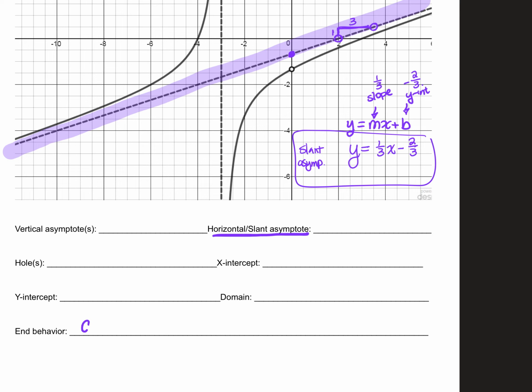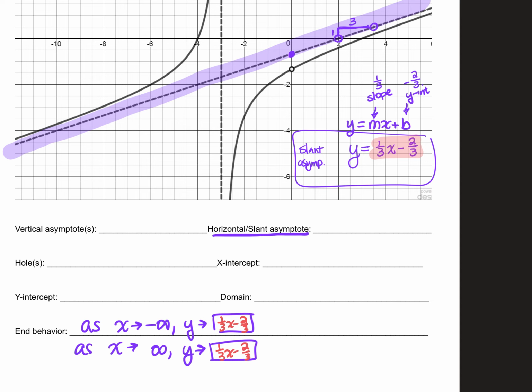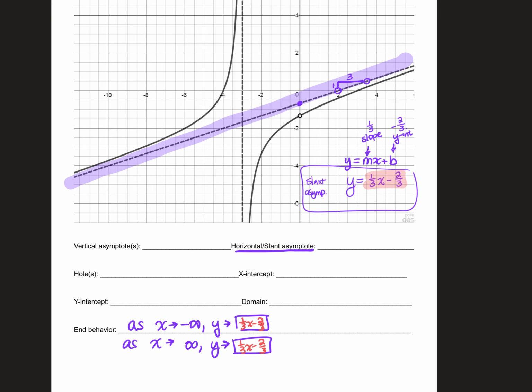So to write your end behavior, just like we did on the previous ones, we start the same way. Same template. We just have to fill in the blank. And the blank is exactly what we wrote here. It's what our slant asymptote is. So I'm just going to write 1/3 x minus 2/3, because our function, as we move far away from the origin, as we look at the end of the graph in either direction, is staying really close to that asymptote.